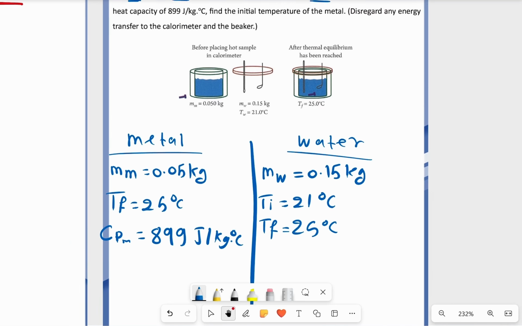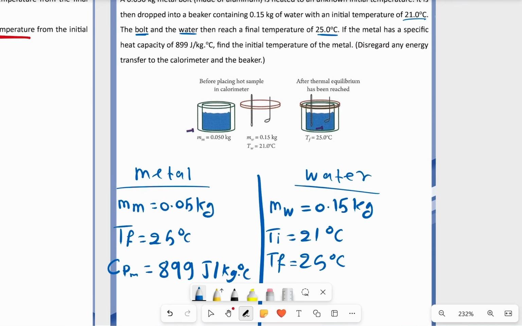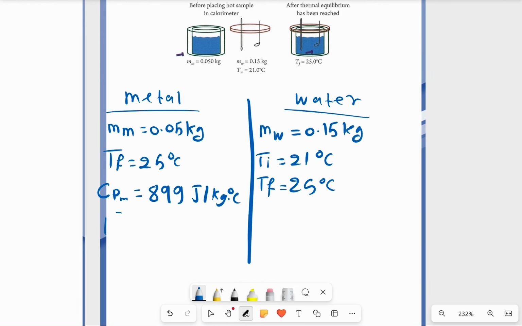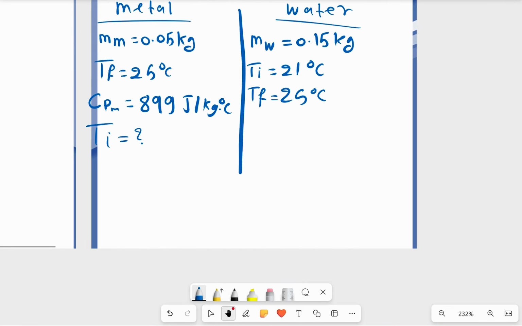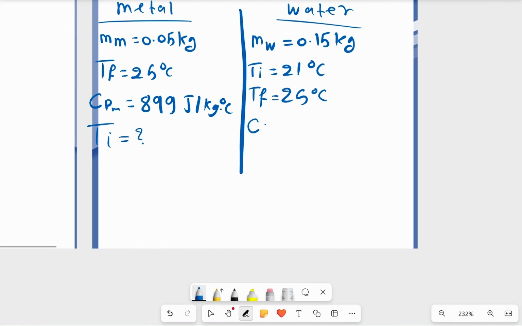Okay, it says find the initial temperature of the metal. Okay, I need to find T initial for the metal. Do I need something else here, guys? Yes, I need the specific heat capacity for what? For water. Specific heat capacity for water is equal to 4,186 joule per kilogram per Celsius.